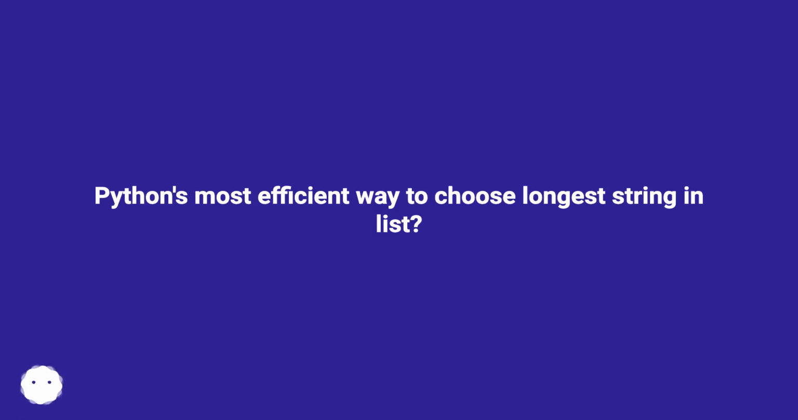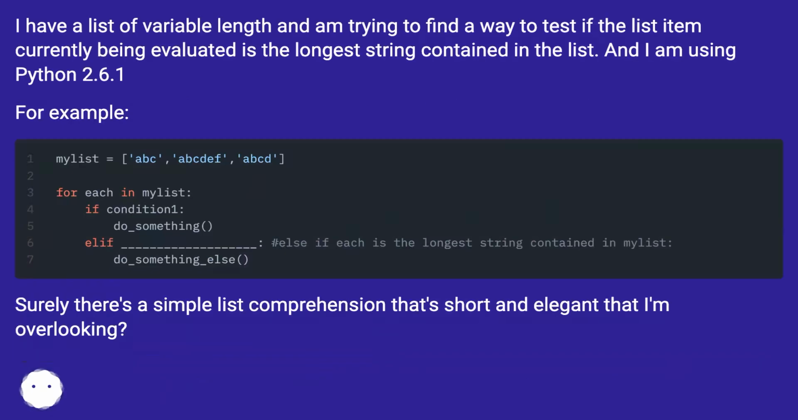Python's most efficient way to choose the longest string in a list. I have a list of variable length and I'm trying to find a way to test if the list item currently being evaluated is the longest string contained in the list. And I am using Python 2.6.1. For example, surely there's a simple list comprehension that's short and elegant that I'm overlooking.